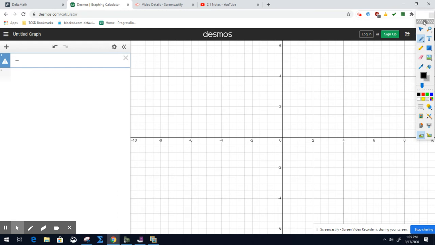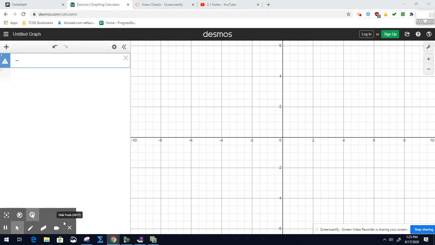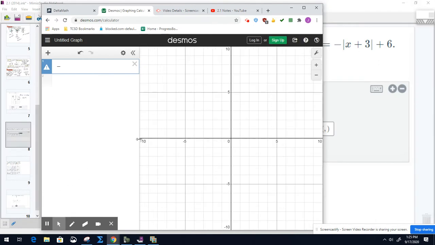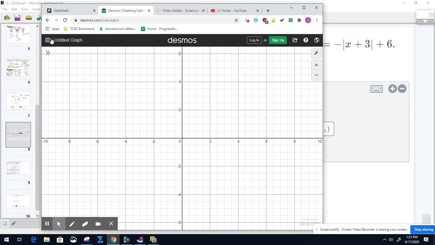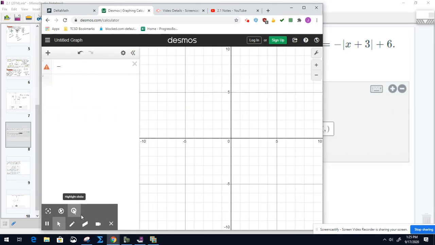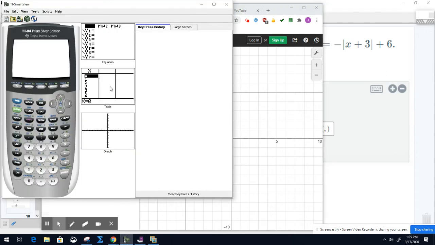Okay, for Desmos, see if I can get this stuff out of here for a second. For Desmos, that's being blocked right now. Come on. Pen recording. All right, well, let's see here. Nope, go back. All right, so we're going to get out my graphing calculator instead.